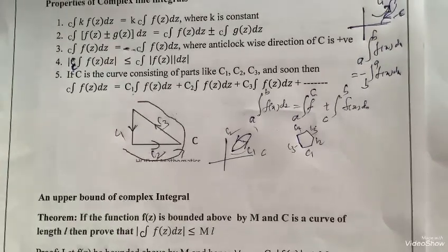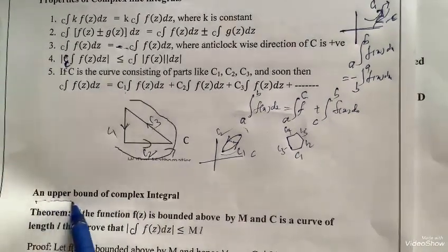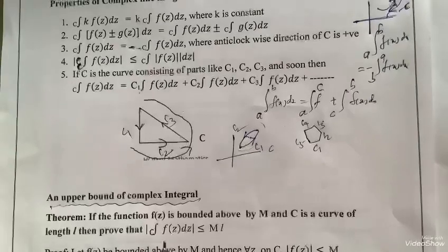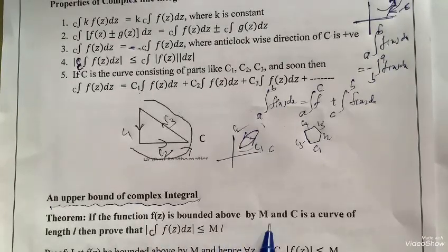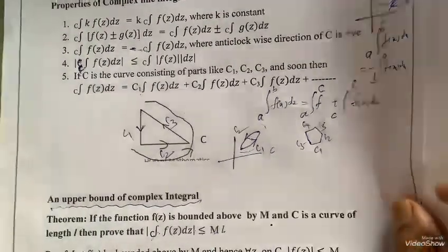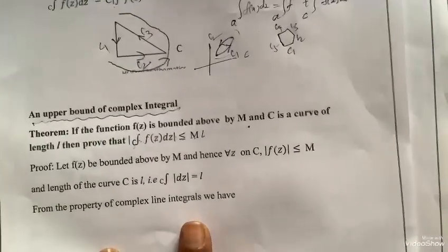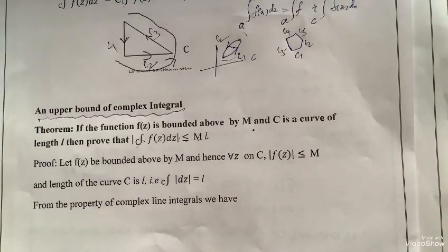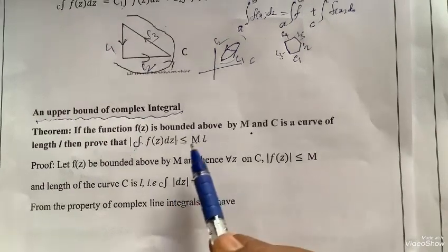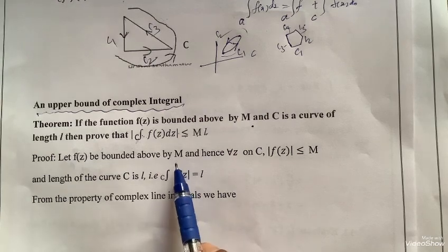Then one theorem you have is the upper bound of a complex integral. This is the form of the theorem: if the function f(z) is bounded above by M and C is a curve of length L, then prove that the modulus of integration f(z) dz over the curve C is always less than or equal to M into L. Here the function is given as bounded. Already you know when a function is said to be bounded in the case of Riemann integration. In the same way, here also the function f(z) is said to be bounded if there is a positive real number M such that mod f(z) is less than or equal to M.